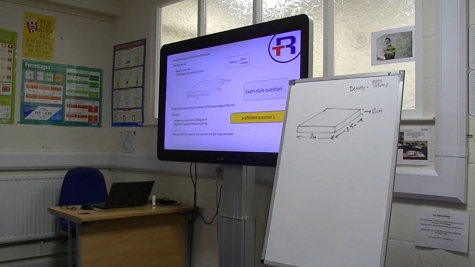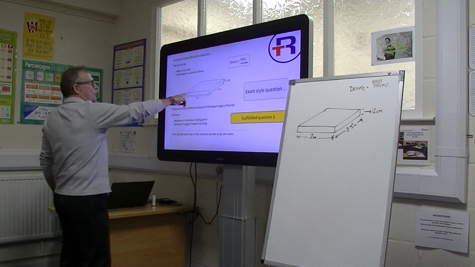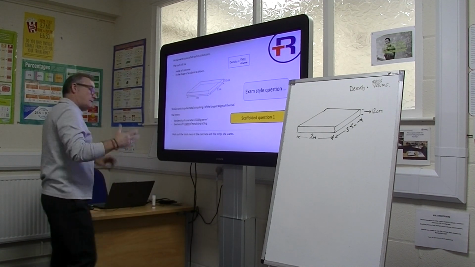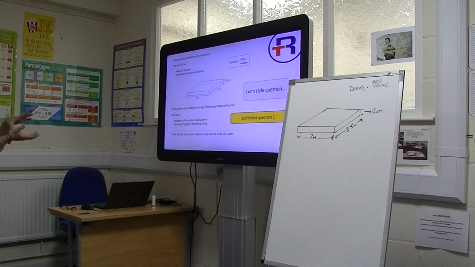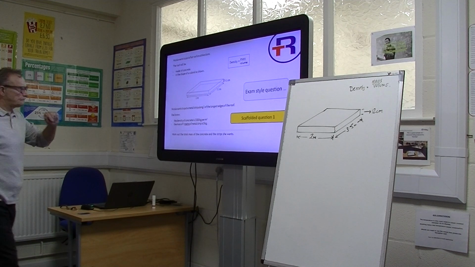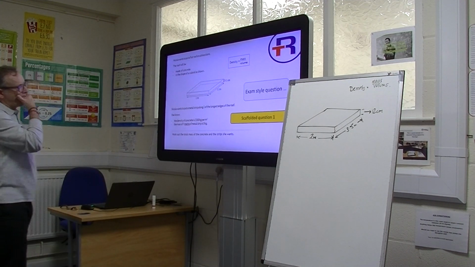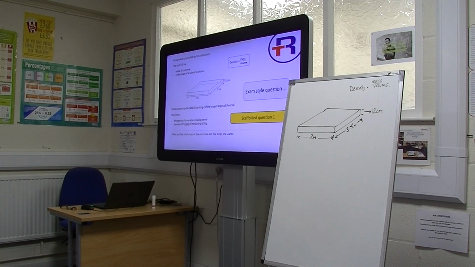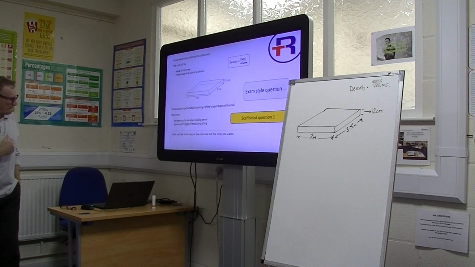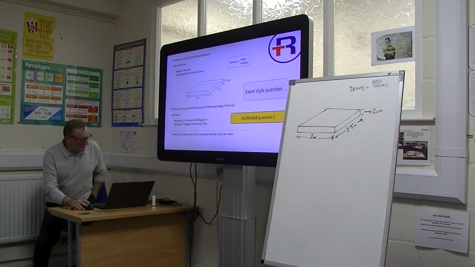Do we understand the picture? Yeah, we do. That's a cuboid. Not a cuboid as we know a cuboid looks like, but that's what it is. It's a rectangular shape. It's got some measurements on. We need measurements for volume, length times width times height. Can you spot anything? Yeah, there's metres and centimetres.